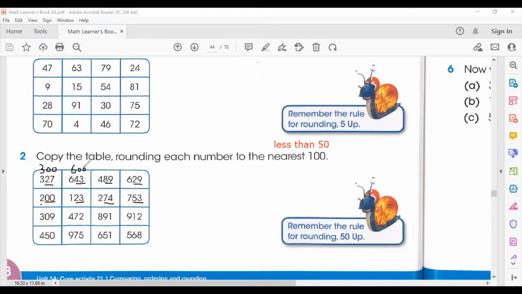After this, 489. 89 is bigger than 50. So 4 plus 1 is 5 and 0 0. This is the first method.